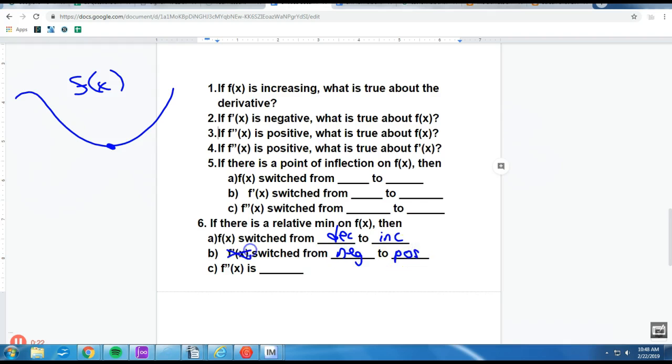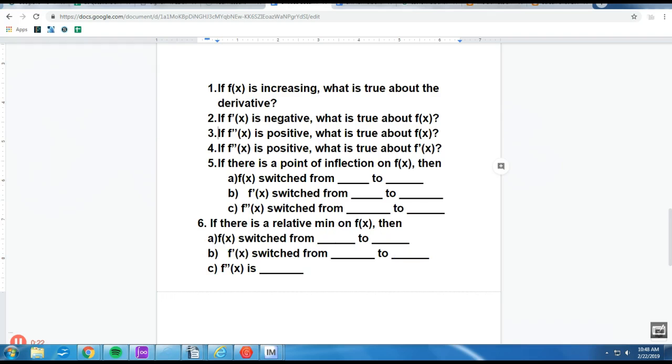That's the same thing as saying the slope switched from negative to positive. Isn't that what happened? The slope was negative, the slope was positive. That's why we get this positive. And then f double prime, well, if I have a relative min, if I'm in this bowl, am I concave up or concave down? Concave up, which means the second derivative is positive. Questions on any of that I can go through again, help with, re-explain, find a different way?